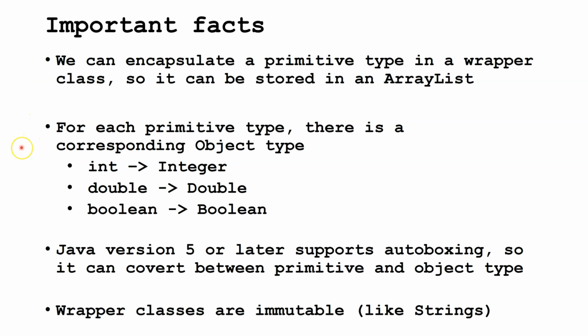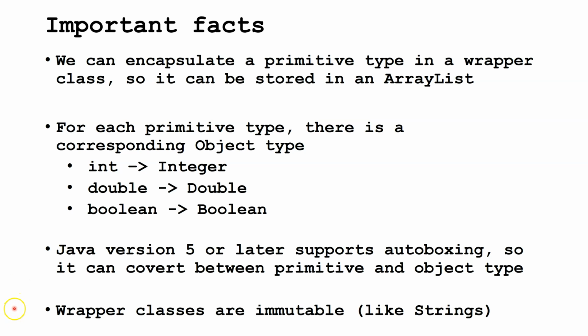For each primitive type, there is a corresponding object type. For example, the primitive type int to the object type Integer, the primitive type double for the wrapper class Double, and the primitive type boolean for the wrapper class Boolean. Java version 5 or later supports autoboxing, so it can easily convert between primitive and object types.